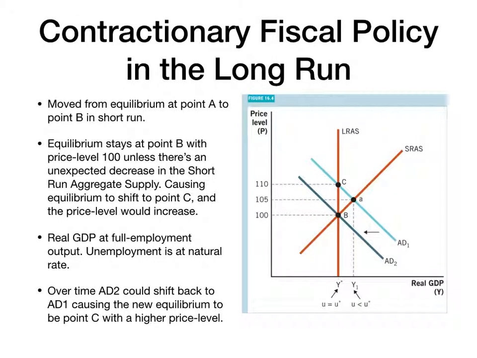This next slide is about contractionary fiscal policy in the long run. As seen in the short run, we moved from equilibrium at point A to point B. The equilibrium will stay at point B with a price level of 100 unless there's an unexpected decrease in the short run aggregate supply. That would cause the equilibrium to shift to point C, and the price level would increase from 100 to 110. Real GDP is at its full employment output. Unemployment is at its natural rate. Over time, the aggregate demand 2 curve could shift back to aggregate demand 1, causing the new equilibrium to be point C with a higher price level of 110.